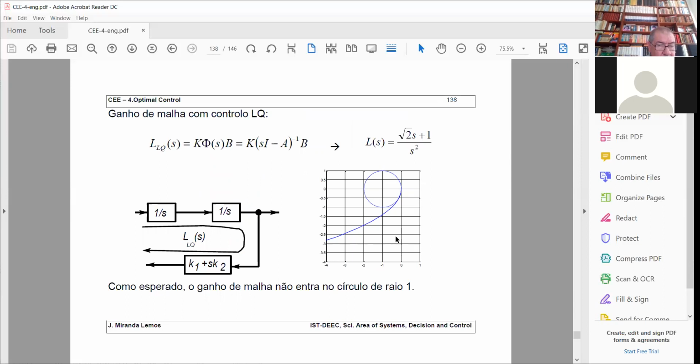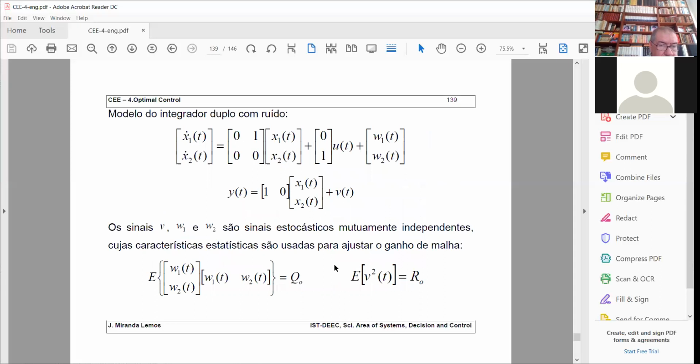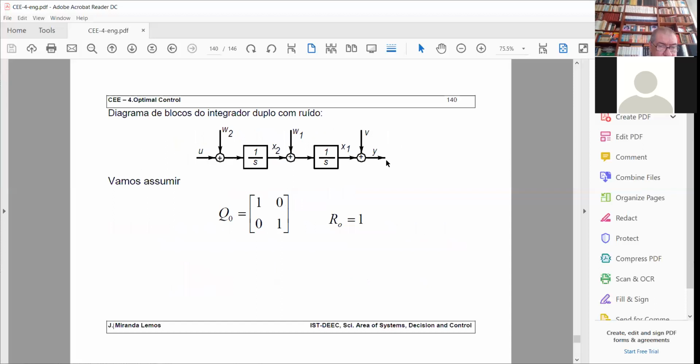Now, if you compute the loop gain for the LQ linear quadratic problem, you see that the loop gain never enters the circle of radius 1 centered at minus 1. The definition is here, with the gain K corresponding to the LQ gains. Now, suppose that you have noises: input noises, the process noises, and sensor noises, V, which corresponds to this model. Let's assume that Q0 and R0 are 1.